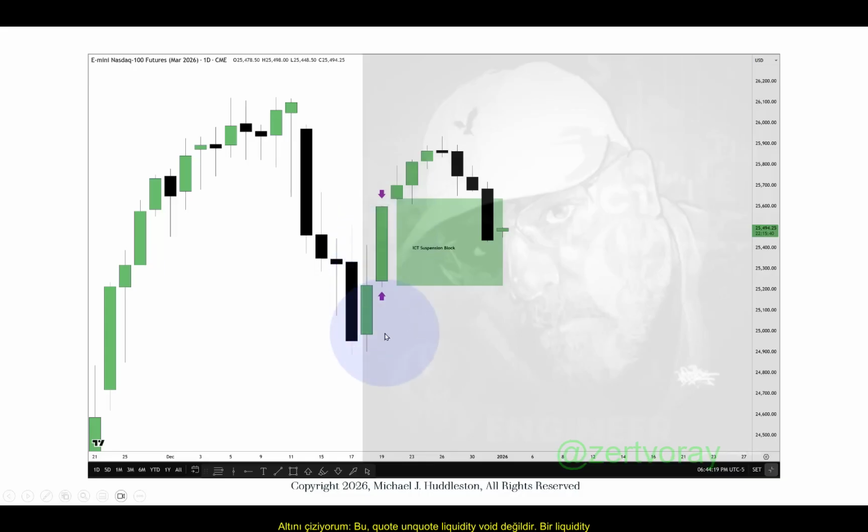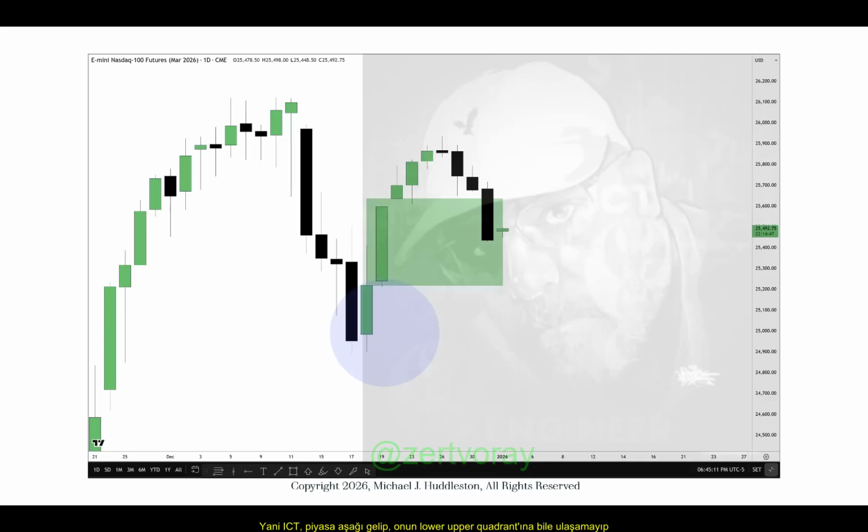It's another form of buy side imbalance, sell side efficiency. It is not, underscore, not a quote unquote liquidity void. A liquidity void is when there's no trading at all. That's an actual gap. There's no buying and selling in there. That's a liquidity void. There's been no liquidity offered at all. That's the only void that exists in price. So there's your suspension block, okay?